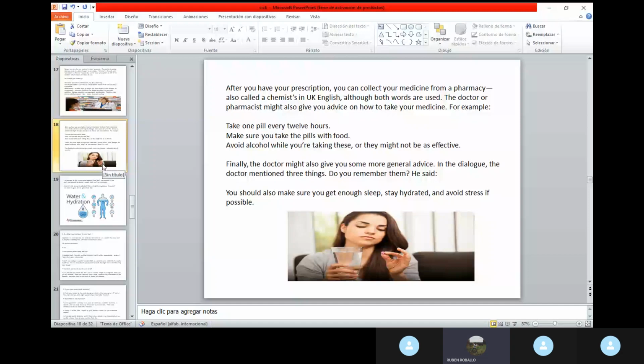Make sure you take the pill with food, not with alcohol. If you're taking this, or they may not be as effective. Finally, the doctor may also give you some more general advice. In the dialogue, the doctor mentioned three things. Do you remember them? He said, you should also make sure you get enough sleep, stay hydrated, and avoid stress, if possible.